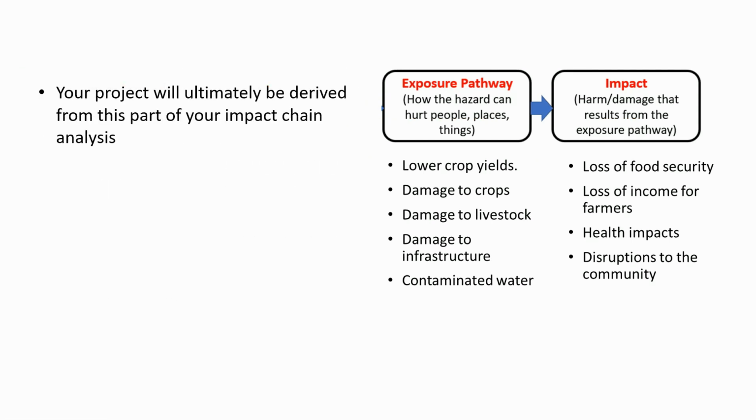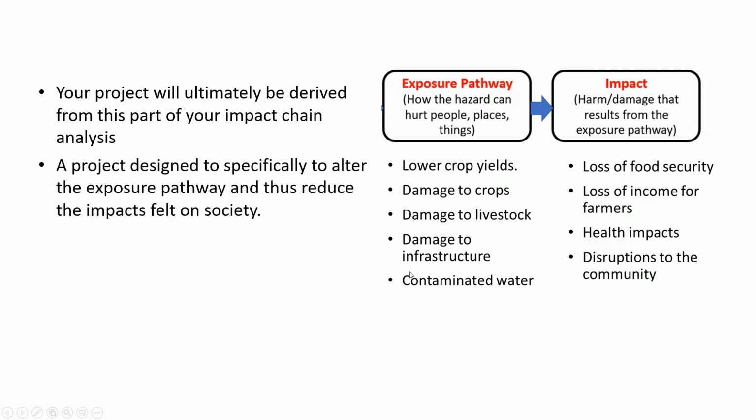So the project is ultimately going to be derived from this part of your impact chain analysis. That's what your project is going to address, probably. Lower crop yields and loss of food security, damage to crops, damage to livestock. These are the things that we're going to adapt to, right? And so we need to make sure, like I said, that these things are linked to climate change. So a project designed to specifically alter the exposure pathway reduces the impacts felt on society, right? So we can change this in some cases, not all cases, but in some cases we can change this, or we can change this. We just have to decide which one.